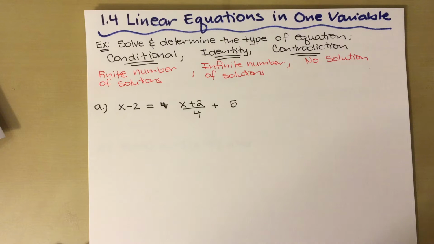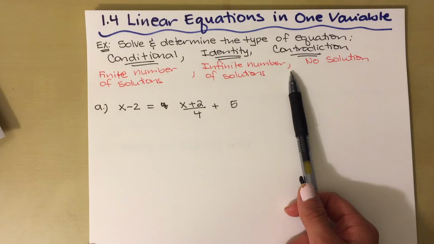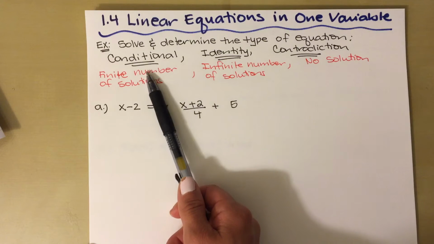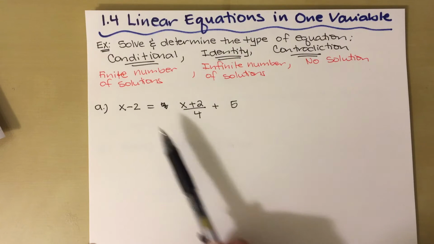1.4 Linear equations in one variable. In this section, we're going to split the section up into two parts. So the first part, what we want to do is solve and determine the type of equation. There are three types that we could have. We could have conditional, identity, contradiction.